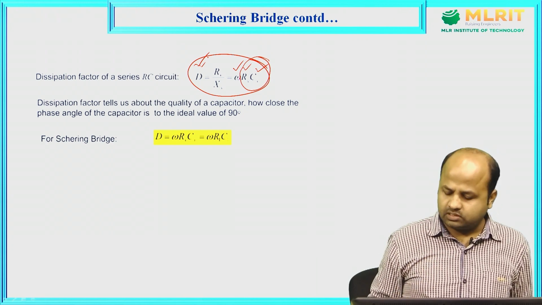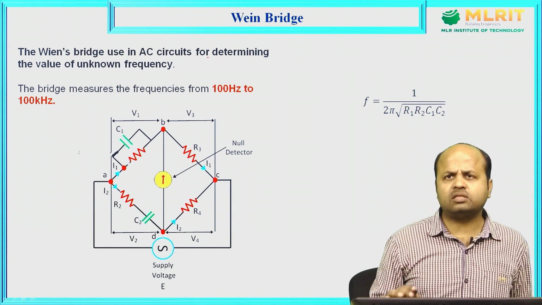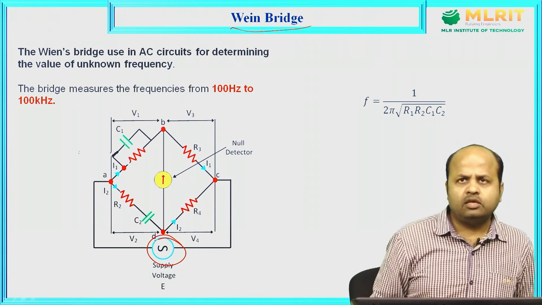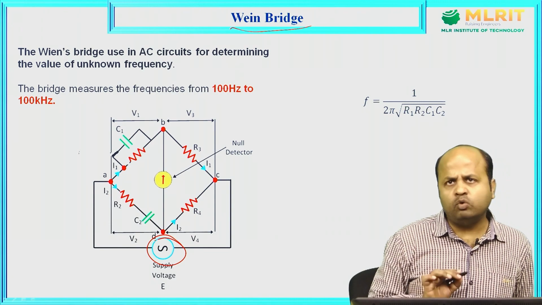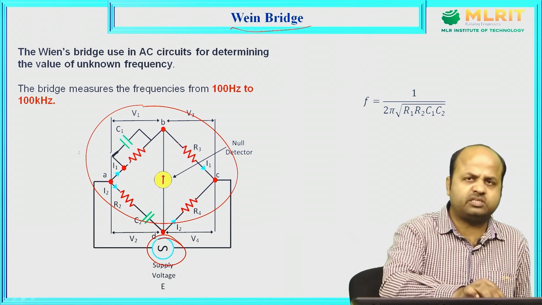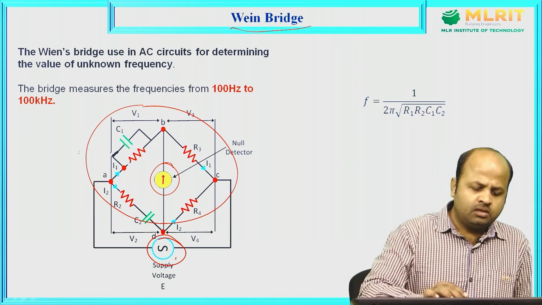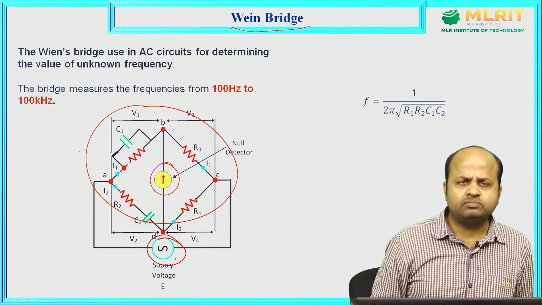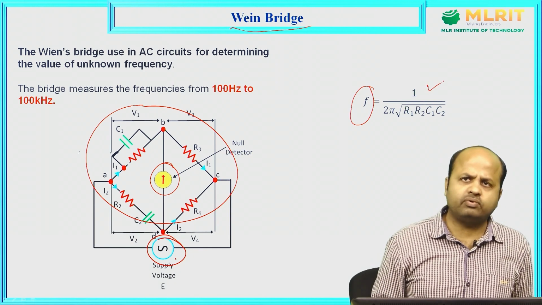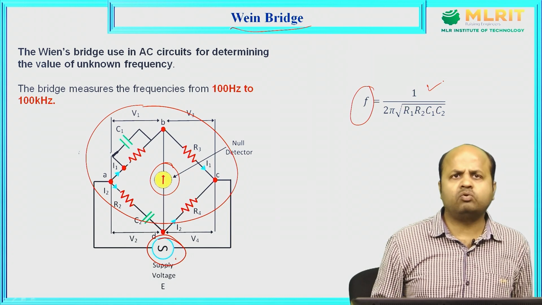Now the last bridge, we will take the Wien bridge. This bridge is also a type of AC bridge, used to calculate the unknown frequency. The construction of all the bridges is the same, having 4 branches connected in a closed loop fashion, with one current detector and one voltage source. So this is the Wien bridge circuit. By using this formula, we can find the unknown frequency also. So Wien bridge is used to find the value of unknown frequency.